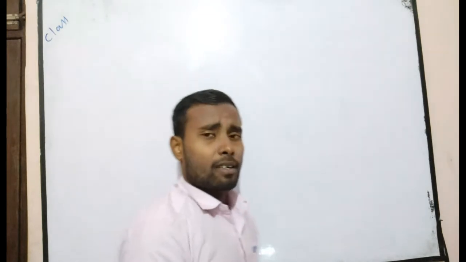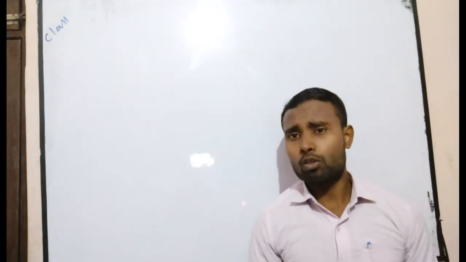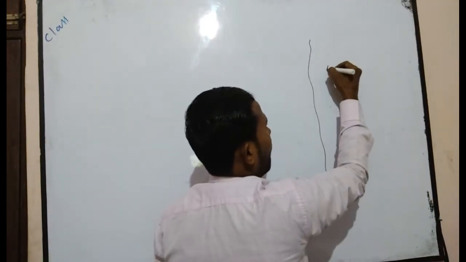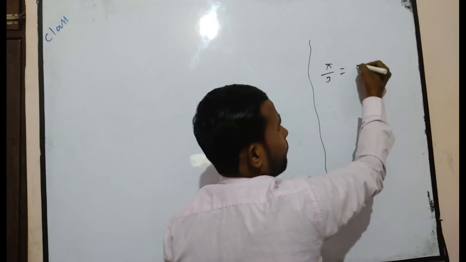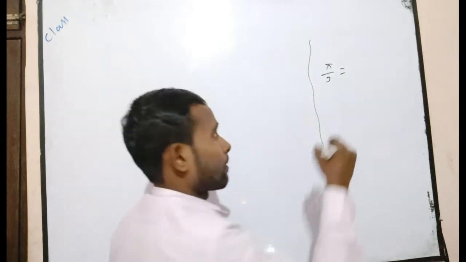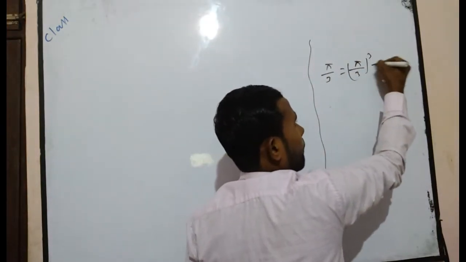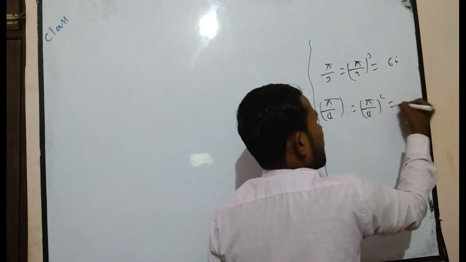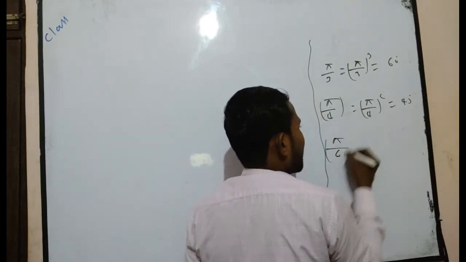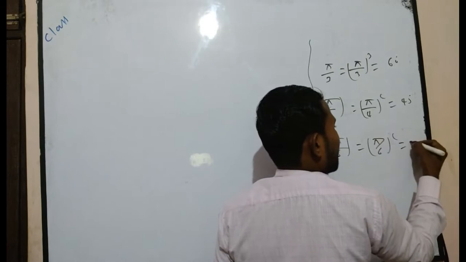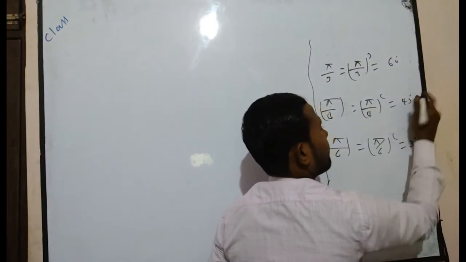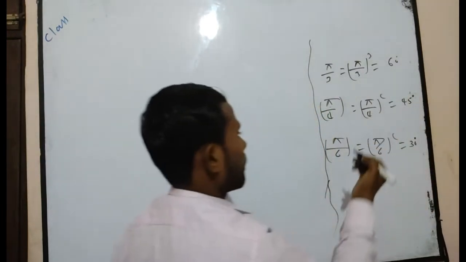First of all, I want to write some standard angles which are used generally. As you know, I have already taught you pi by 3 radian, that will be 60 degree. Pi by 4 radian will be 45 degree. Pi by 6 radian means 30 degree. You have to remember it, that means not remember, it is so simple, you can convert it easily.